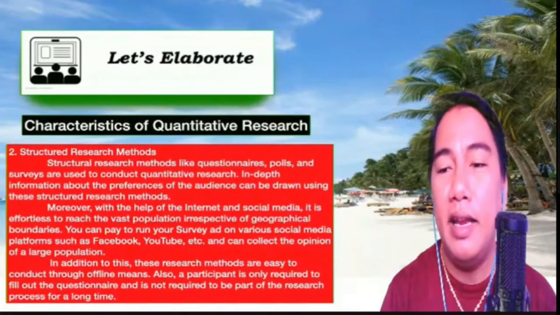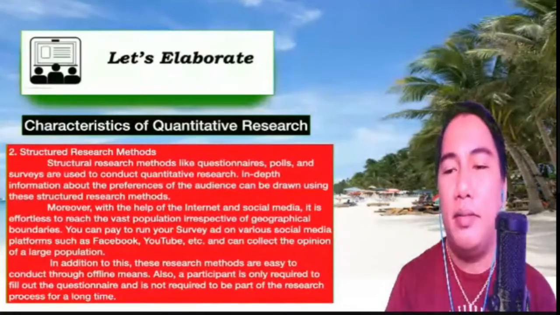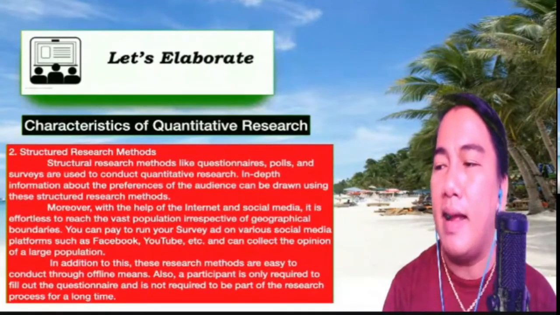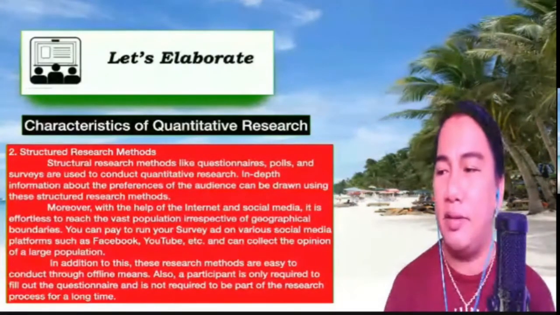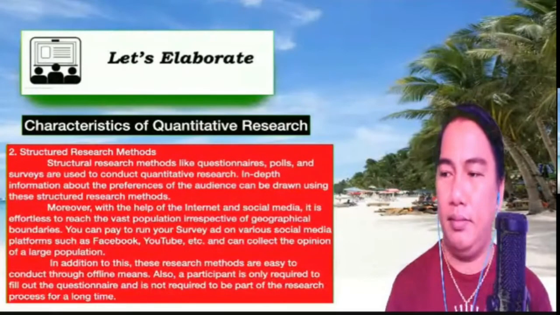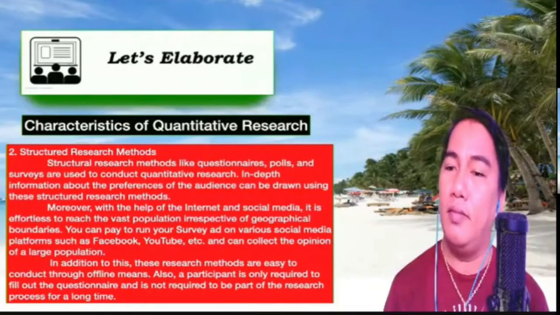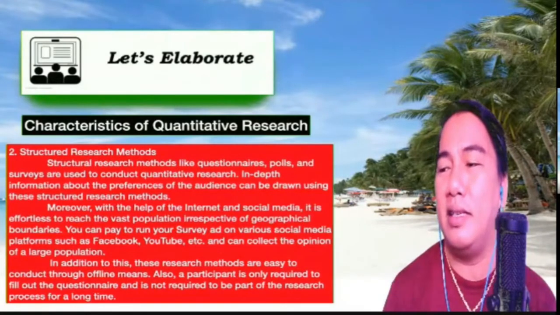Any question? Yeah, thank you. Yes, sir. Okay, can you help me read the second characteristics of quantitative research? Sir, ako. Yes, Dexter, please.